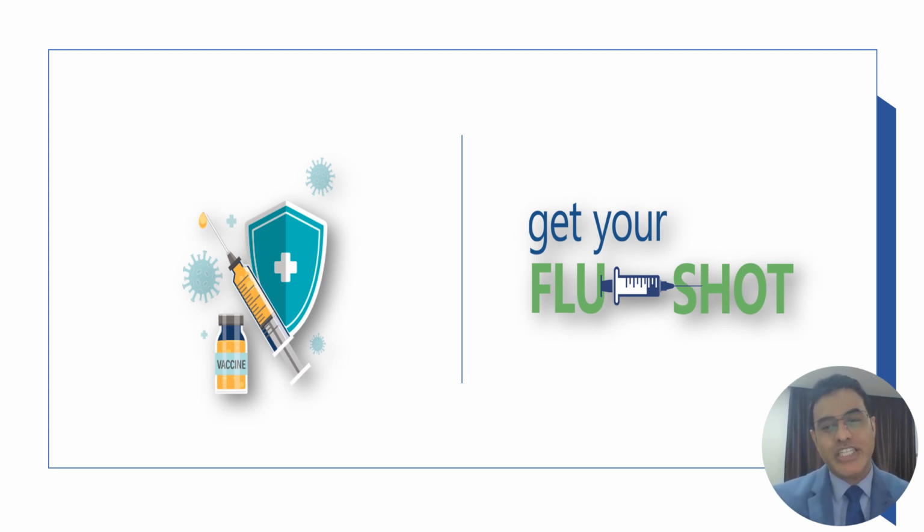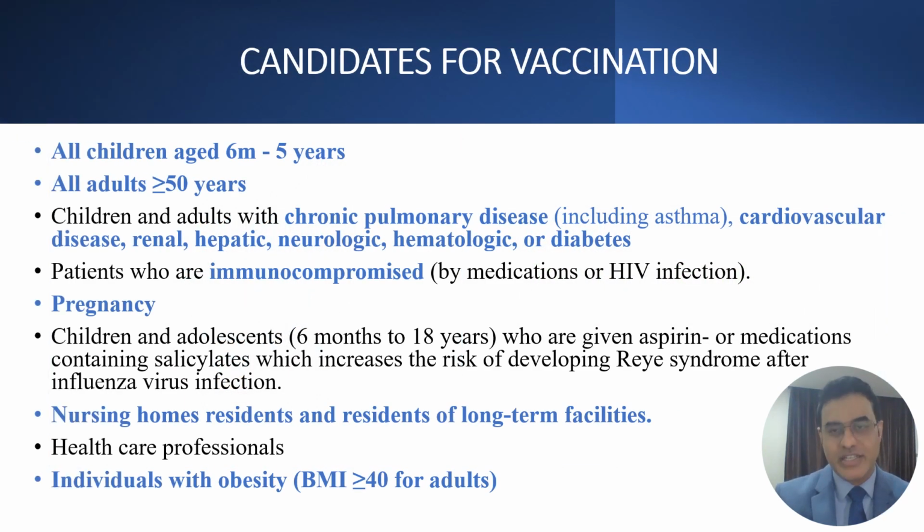And as you all know, prevention is better than cure. The flu vaccine is always safe. The common indications are all children from 6 months to 5 years, all adults over 50 years without comorbidities, and adults of any age with asthma, certain cardiac diseases, renal disease, and other comorbidities. All immunocompromised patients, especially pregnant ladies, should be vaccinated, and obese people with high BMI should also be vaccinated with the influenza vaccine.